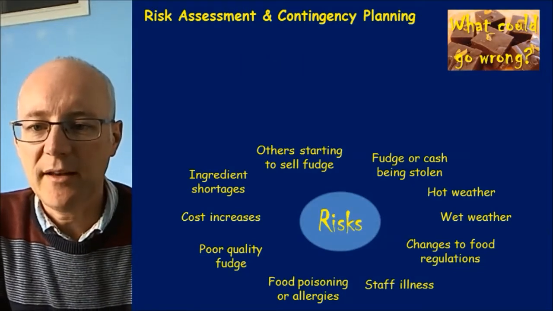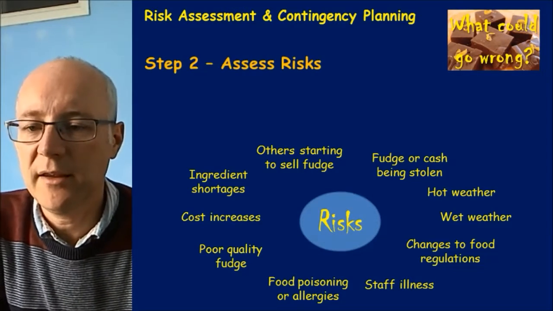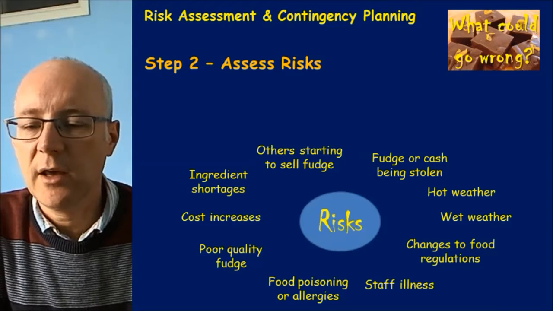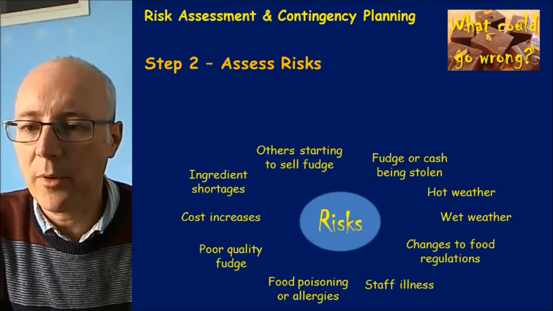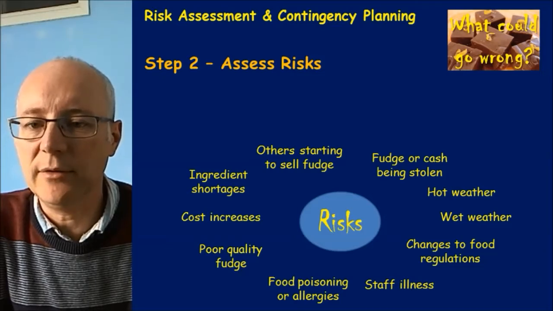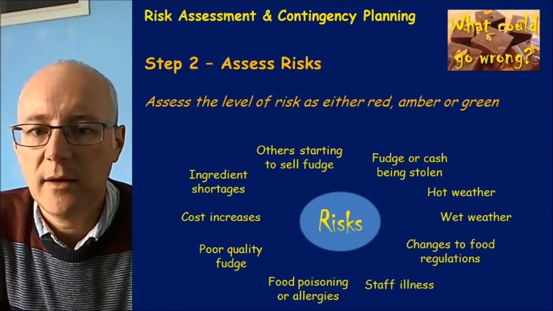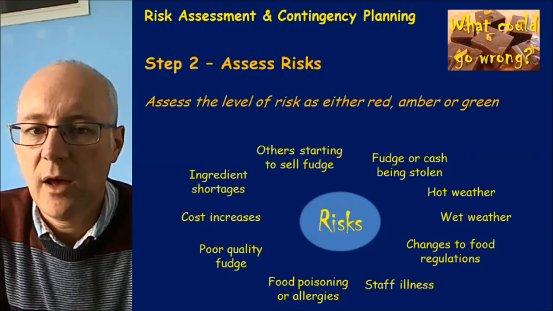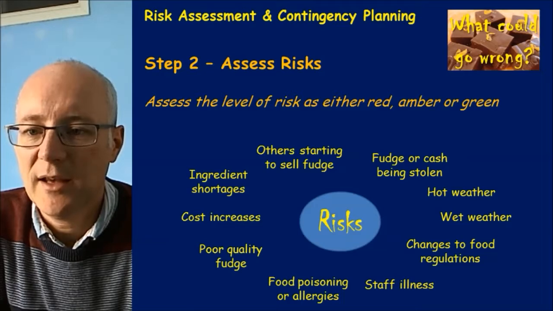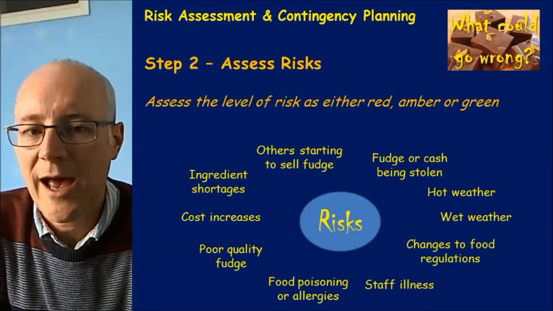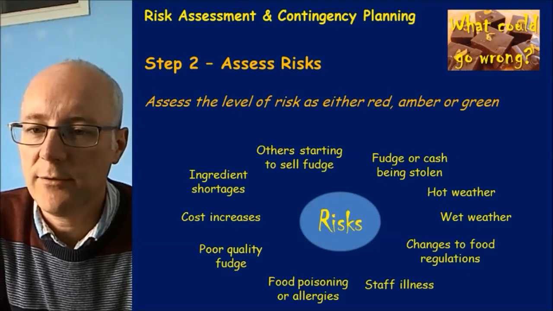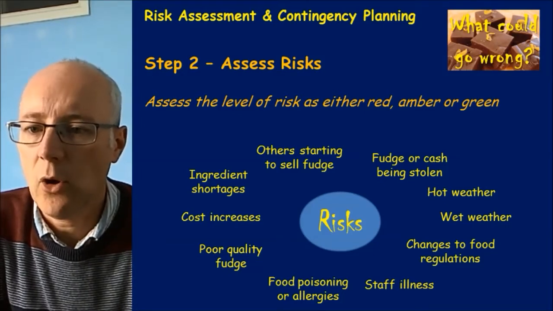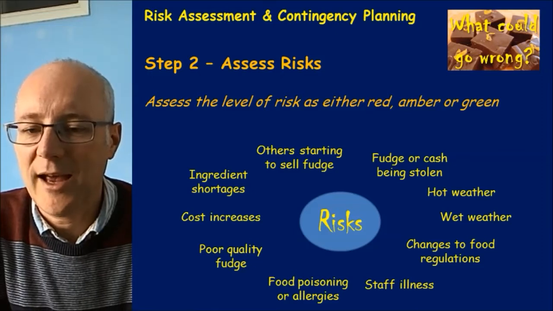So, having identified the risks, step 2 is to then assess those risks, to think about how severe they are, how big a problem it would be if those things actually happened. And so the way I want you to do that is to give each risk either a red, an amber, or a green. Red is something that would be really serious if it happened, amber something of medium risk, green things that won't be particularly serious or are very unlikely to happen.